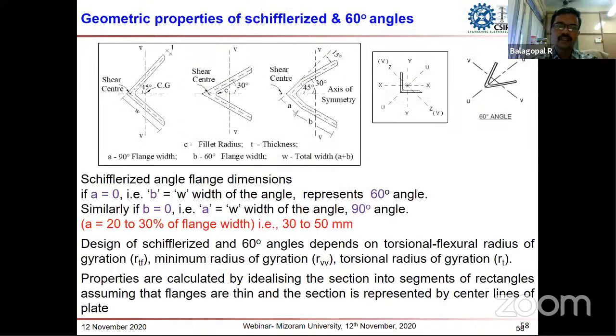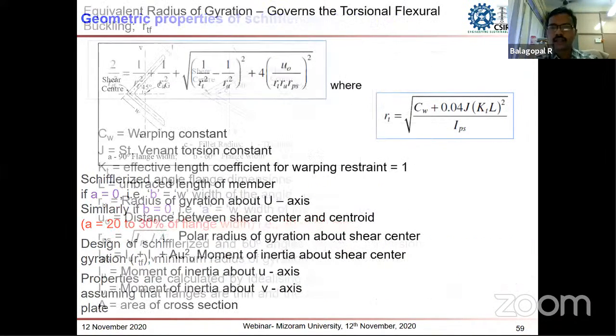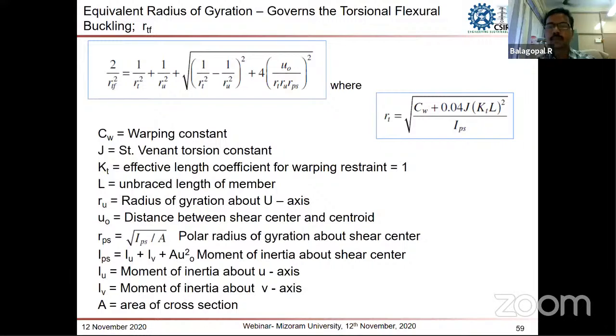And these are the geometric properties of a schifflerized angle section. A schifflerized angle section is nothing but the normal 90-degree angle section bent inwards at a particular distance to 60 degrees, so that it can be used for the construction of triangular communication towers. And we did some R&D on this. For this 60-degree angle section, the buckling is governed by the equivalent radius of gyration.